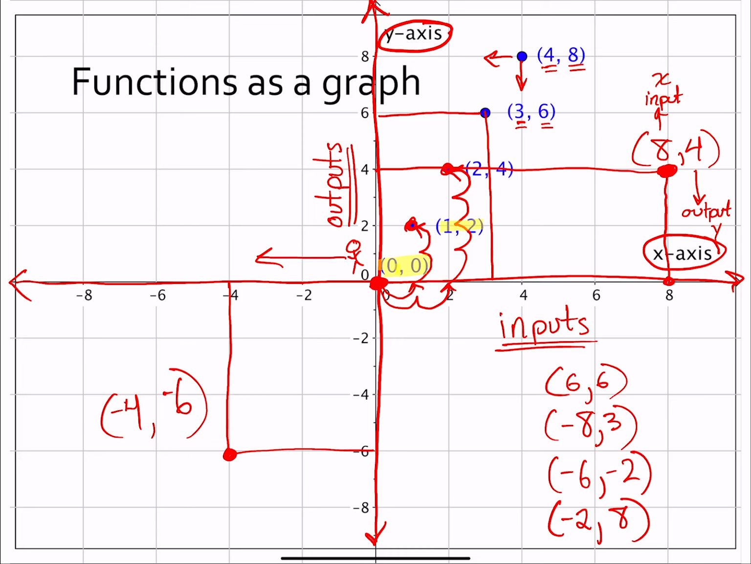So 6, comma, 6 would be going over to 6 and up to 6. So over for our input and up, right? -8, comma, 3. And I'm sorry, you should have paused the video a second ago because I'm going through the answers now. When you plot it, you could just write the point 6, comma, 6. -8 and 3 would be going over to -8 and up to 3, which is in between 2 and 4. So we'd be about right here.